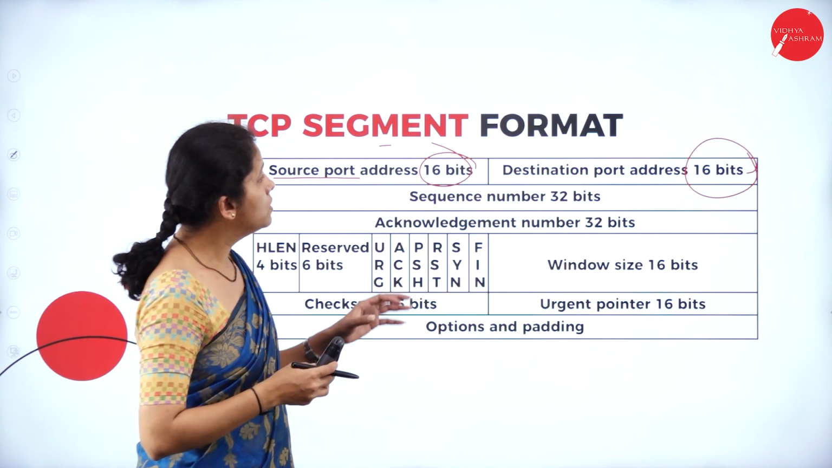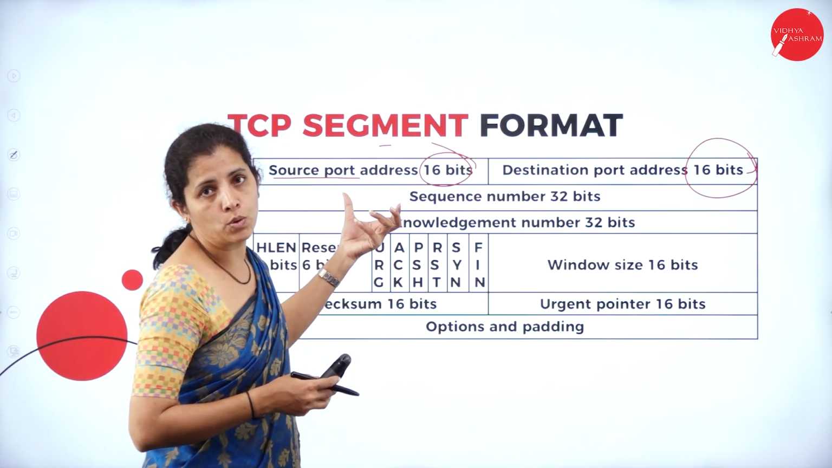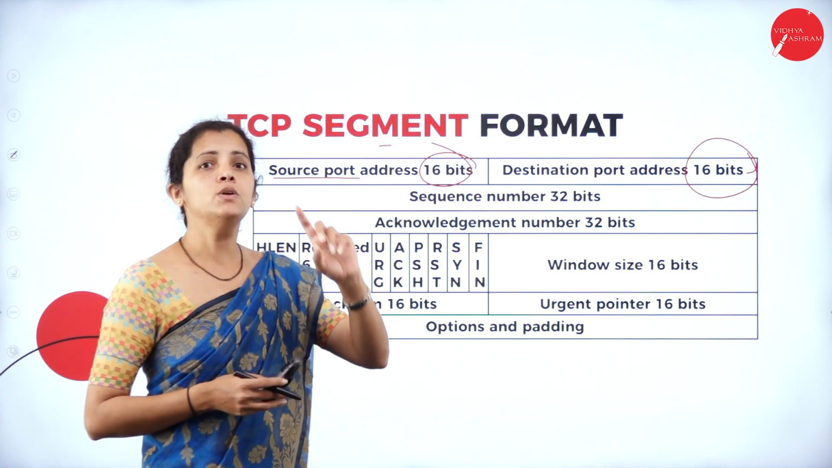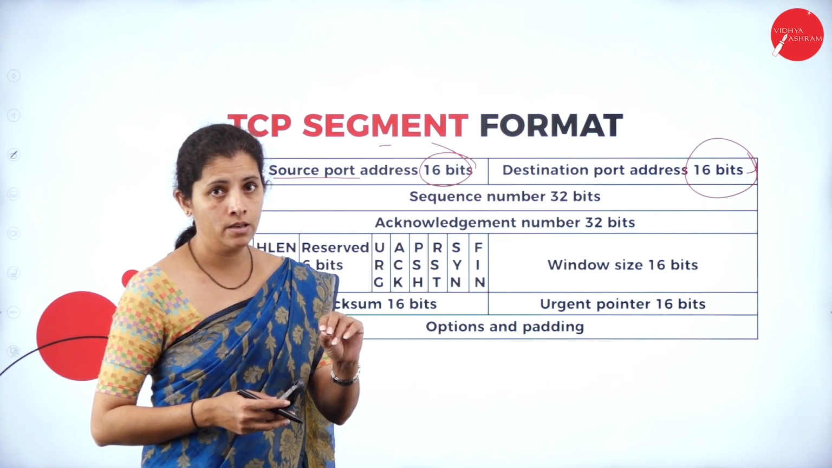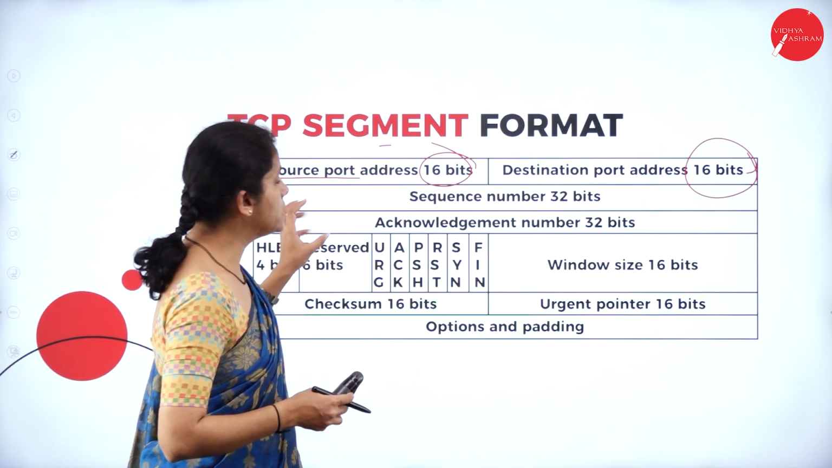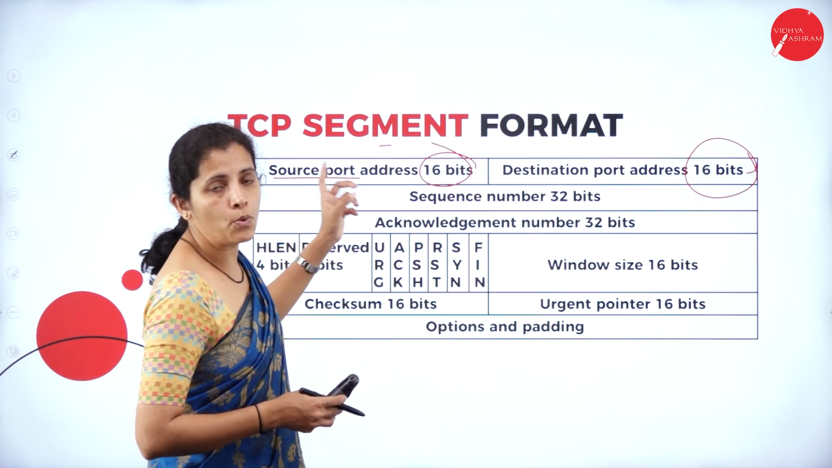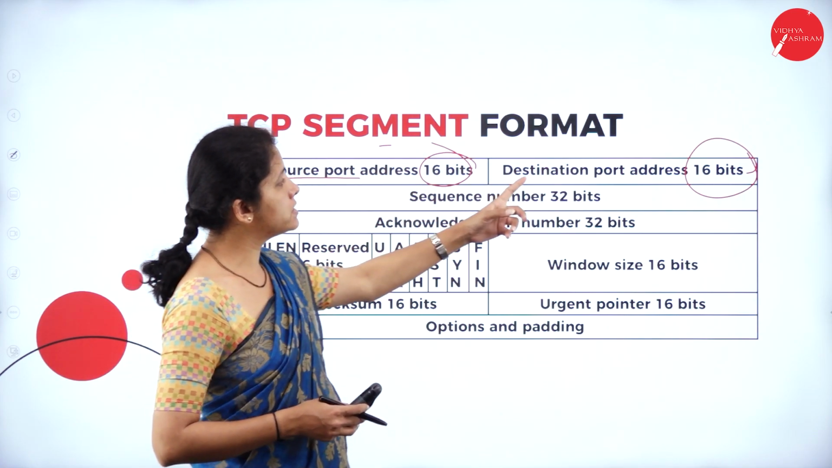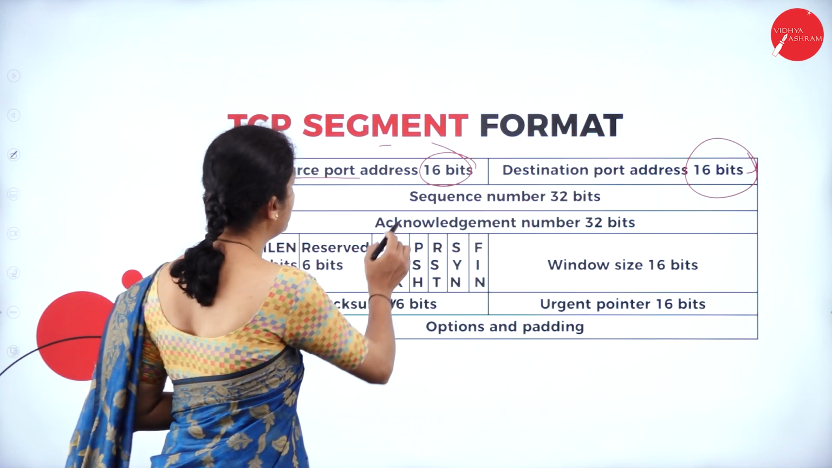Now, in each computer there are n number of processes. To identify an individual process, we must have the port address. The port address at the sender side is known as the source port address and at the receiver side it is known as the destination port address.